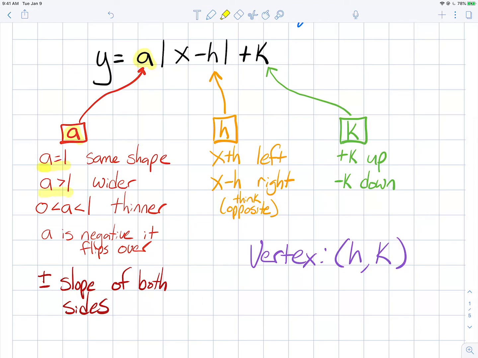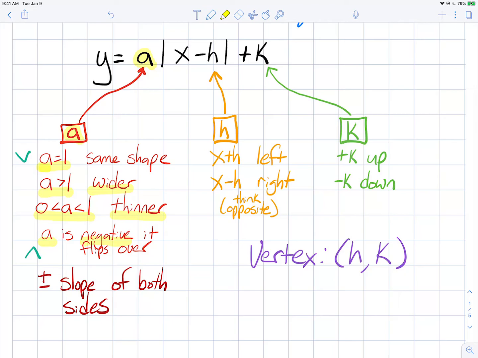If a is greater than 1, it's a 1.5, 2, 3, 4, what have you, it's going to be a wider v than the parent function. And if a is between 0 and 1, it's going to be a thinner v, so it's going to be going up at a much steeper slope. And if a is negative, it flips over. So now, instead of opening up, it's going to be opening down. The other thing about a is it is the positive and negative slope of both sides of the v. And we'll get into how you graph it using those slopes in a minute.